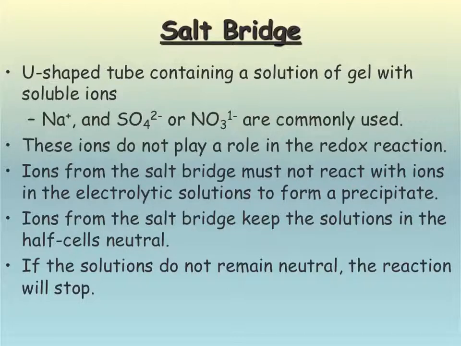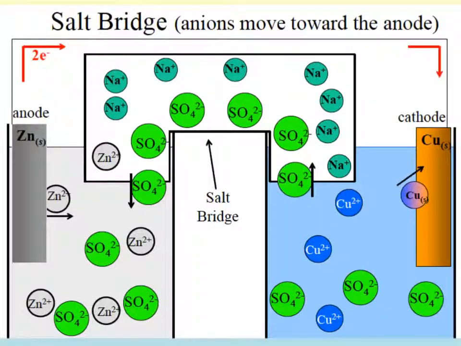Ions from the salt bridge are going to travel through the salt bridge towards the half cells in order to keep our half cells neutral. If we do not keep our half cells neutral, then eventually our reaction is going to stop. Just like we talked about previously, it's going to slow down, slow down, slow down. So the salt bridge keeps that from occurring.